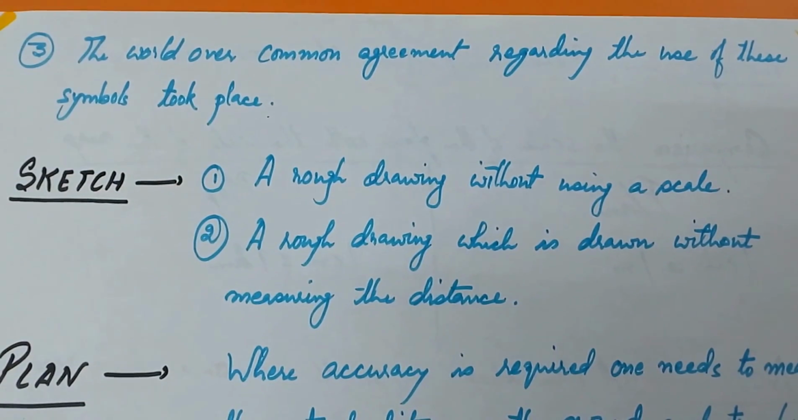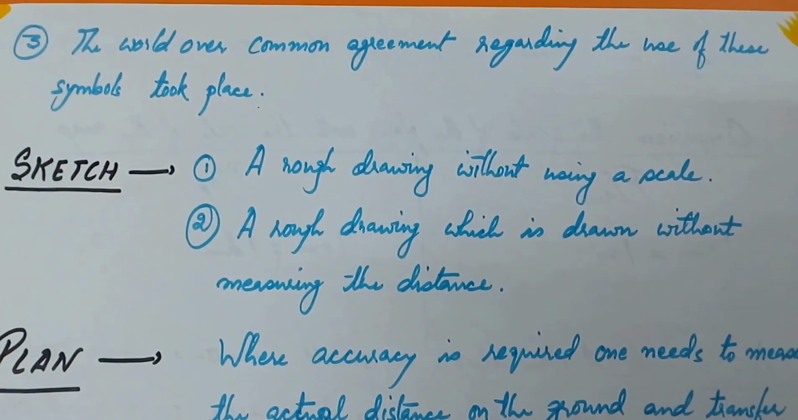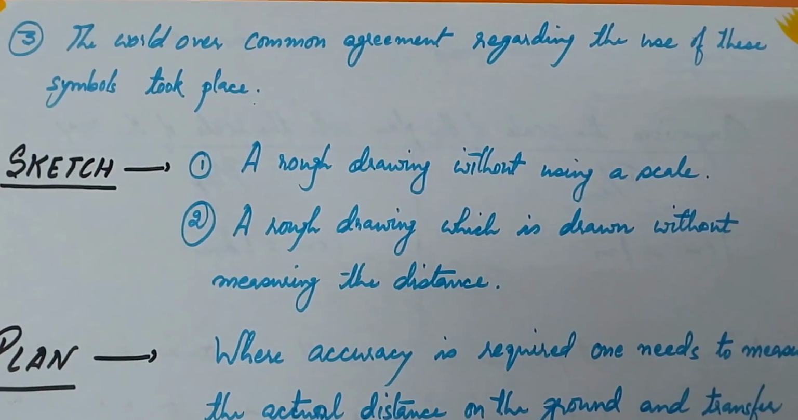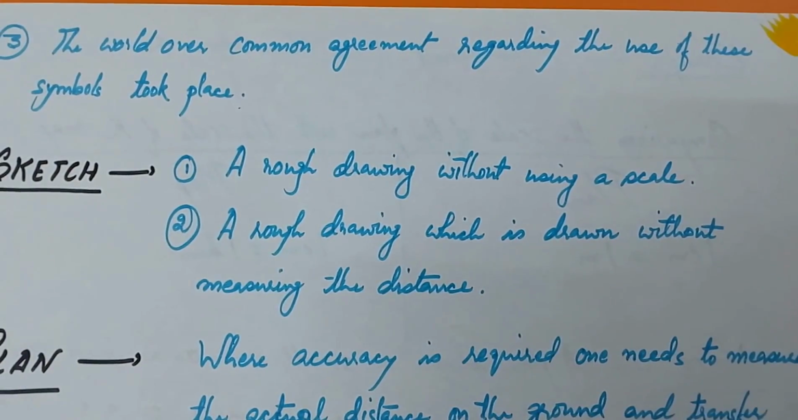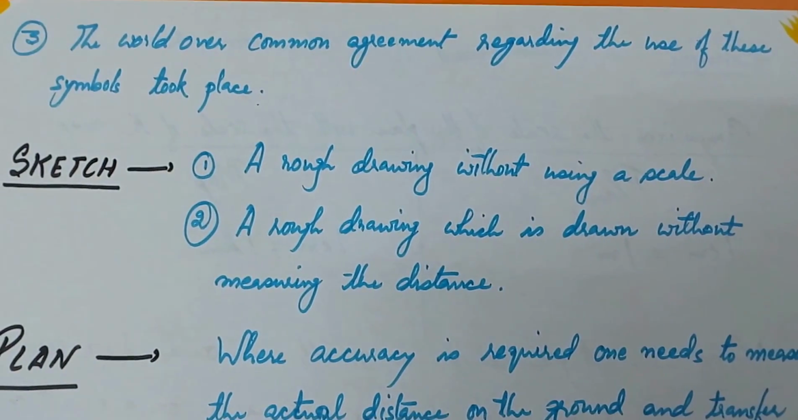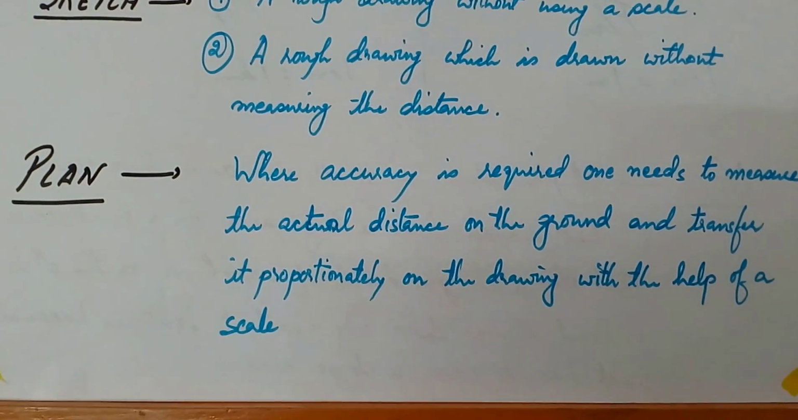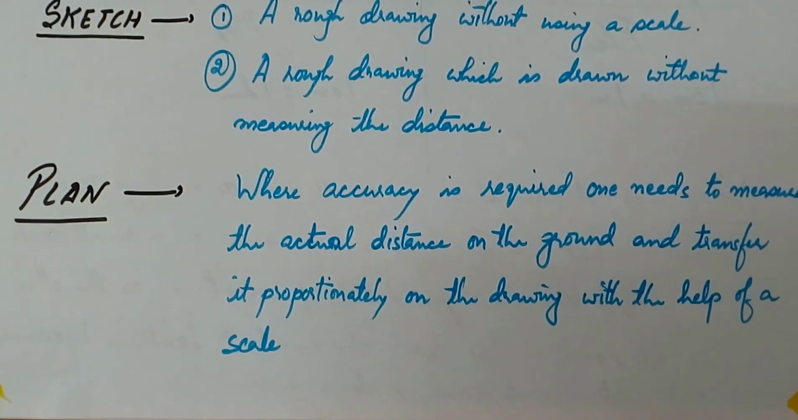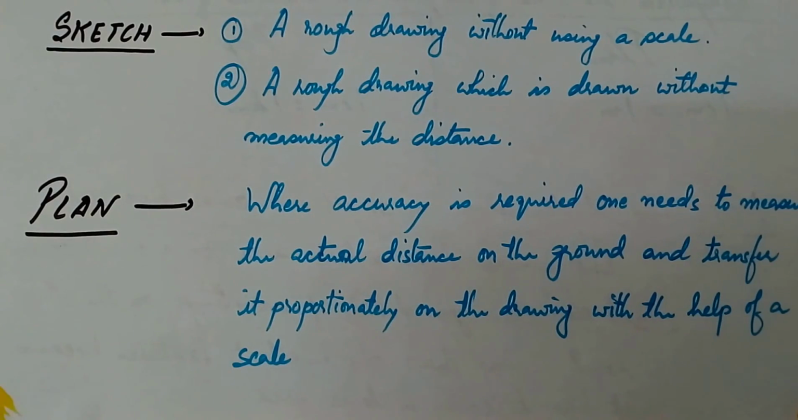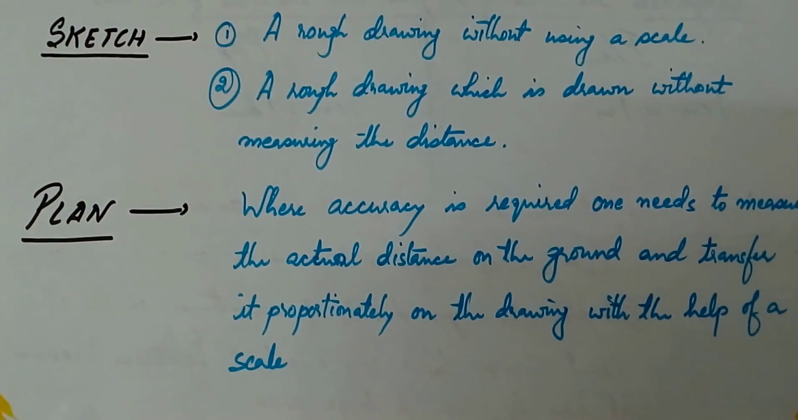Next term is sketch. A sketch is drawn roughly without any scale. A rough drawing, which is drawn without measuring the distance, is known as a sketch. Next term is plan. When accuracy is required and the accurate distance on the ground is needed and we transfer it proportionally on the drawing with the help of the scale, we use plans.